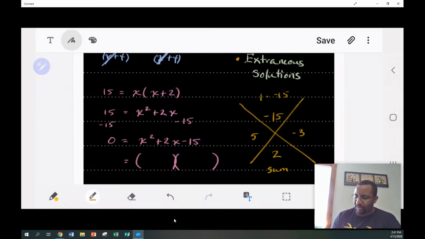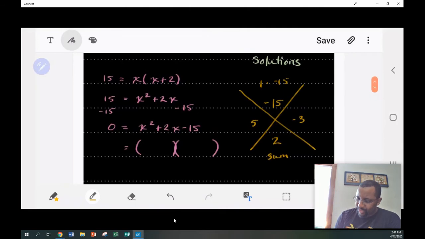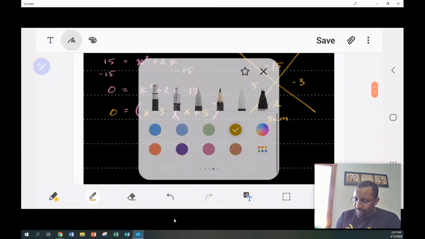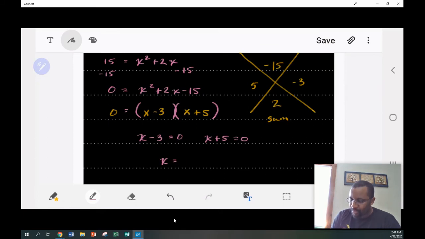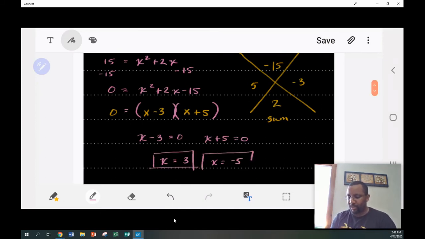And so let's go ahead and get back to this, and that's going to be x minus 3 and an x plus 5 equals 0. And so when we solve those things, you just set each one equal to 0. You're going to say, well, x minus 3 equals 0, and x plus 5 equals 0. And so x could be 3, and x could be negative 5. And you would be done just like that.